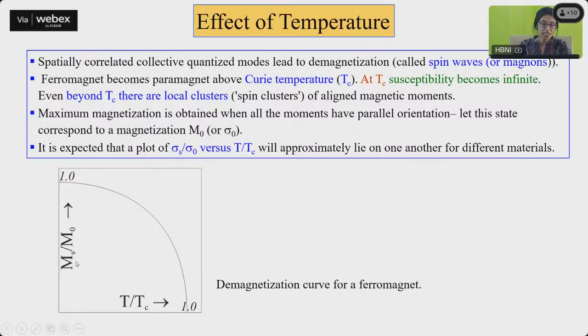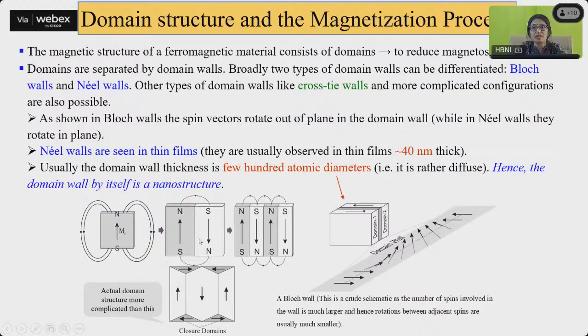So when you plot the saturation magnetization Ms by M0 against the temperature relative to the Curie temperature, T by Tc, you will find that for all ferromagnets this is going to be the particular curve. This is known as the demagnetization curve for a ferromagnet. For any kind of ferromagnetic material, it is at this particular point that the entire thing gets demagnetized. So the ferromagnet gets demagnetized.